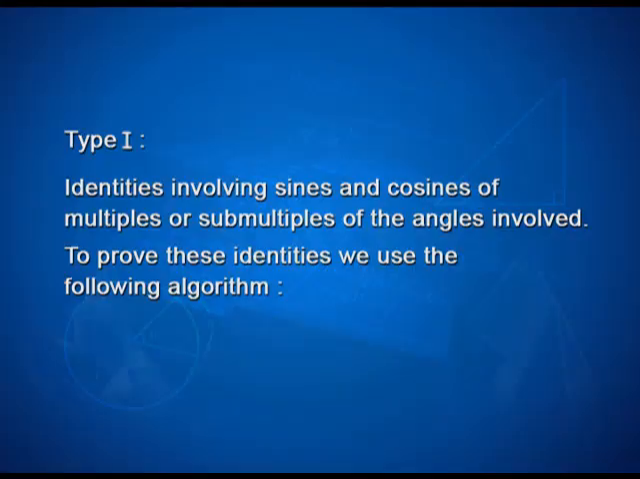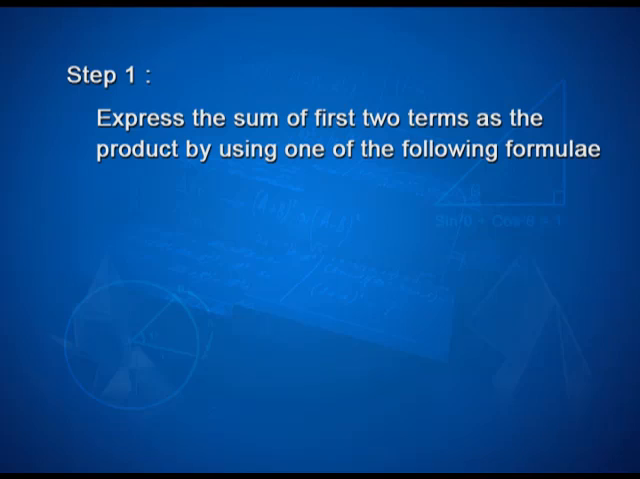We shall now discuss these types of identities one by one. Firstly, let us take up type 1 identities: identities involving sines and cosines of multiples or submultiples of the angles involved. To prove these identities, we use the following algorithm. In step 1, express the sum of the first two terms as a product by using one of the following formulae.